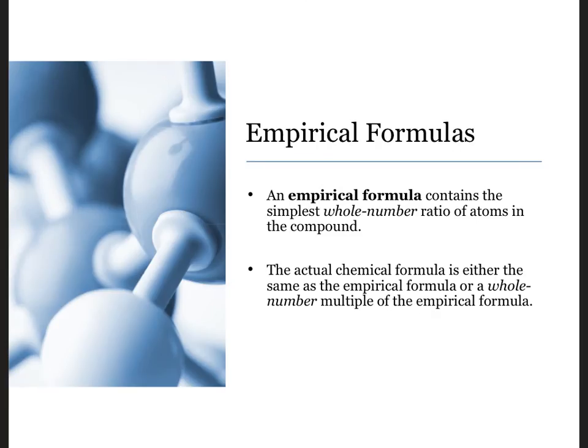The empirical formula is the simplest whole number ratio of atoms in a compound. The actual formula for a compound can be the same as the empirical formula, or it can be a whole number multiple of the empirical formula. We'll discuss these molecular formulas in the next lesson. For now, let's examine some chemical analysis data to determine an empirical formula.